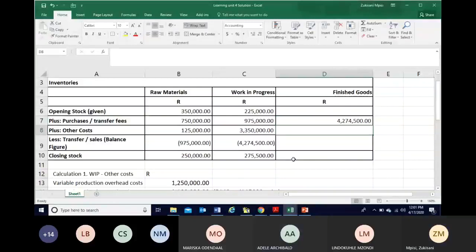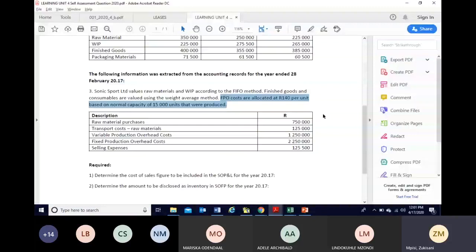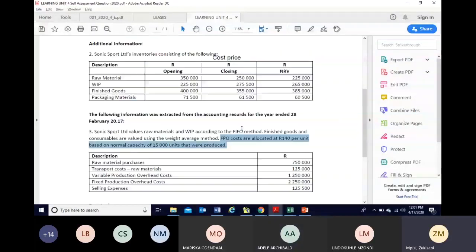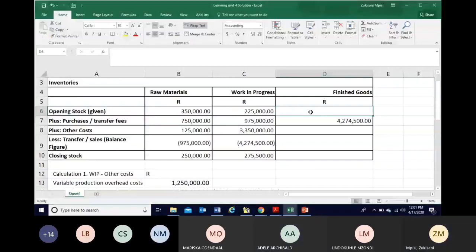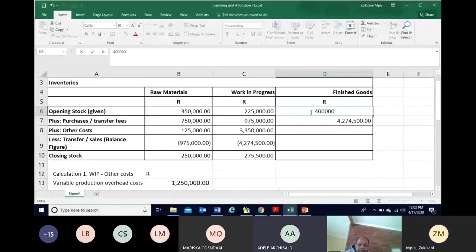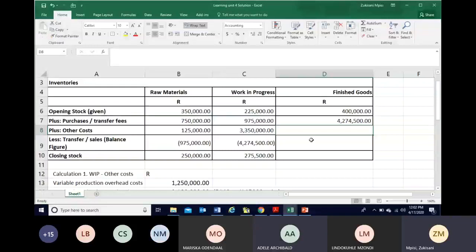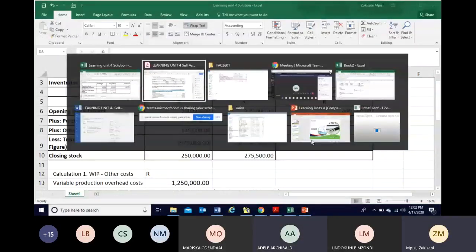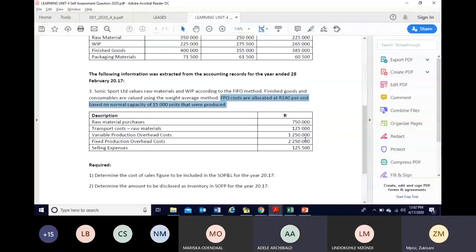Now on finished goods, we also have its opening balance. Opening balance for finished goods is 400,000. And then do we have any other costs that were incurred? We go and we read the information. We do have other costs that we incurred, and those costs are called selling expenses.